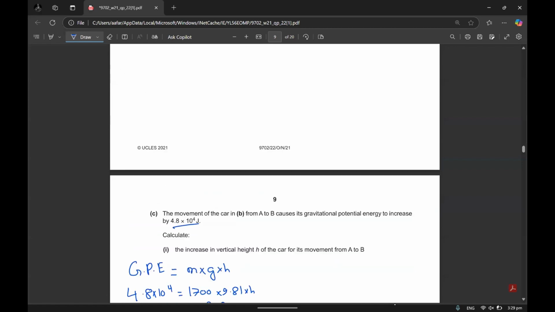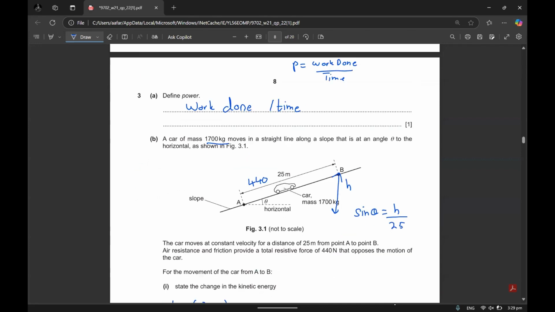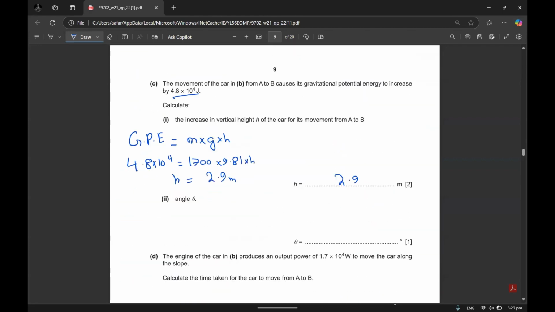Now they were asking for the angle theta. That's pretty easy. We have calculated h, this height, so we know that sine theta is going to be equal to h over 25, perpendicular over hypotenuse. So theta is going to be sine inverse of h, which is 2.9, over the hypotenuse, which is 25, and hence we get 6.7 degrees.